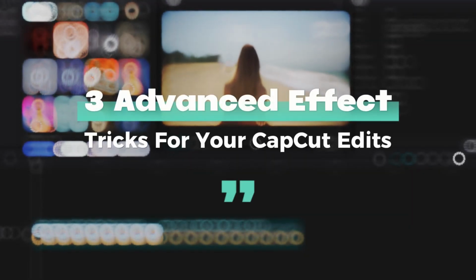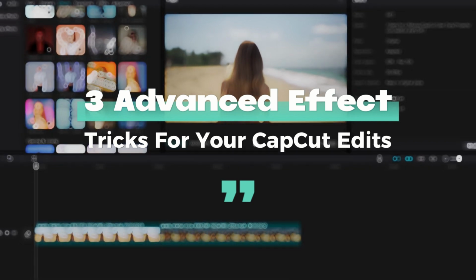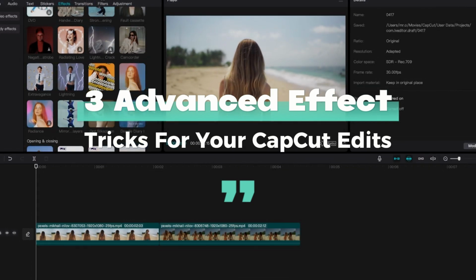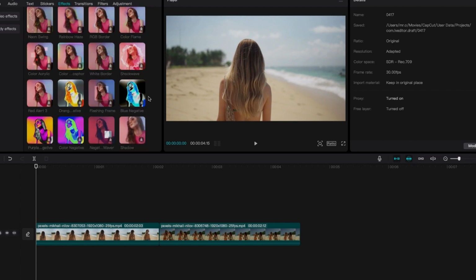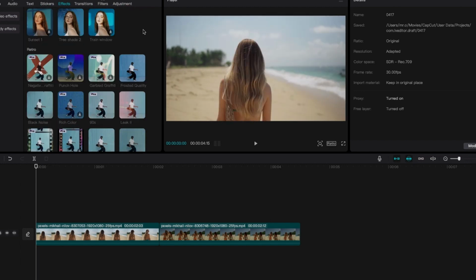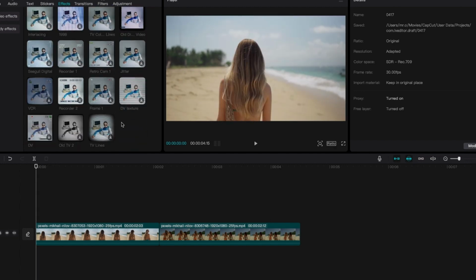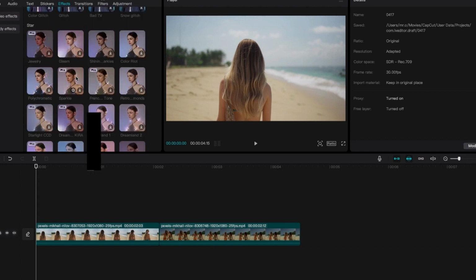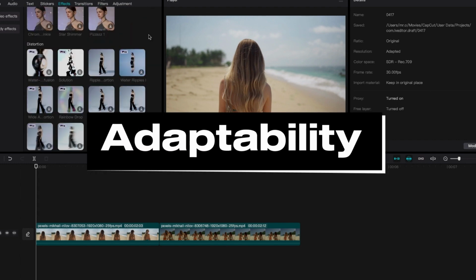Here are the 3 advanced effects techniques that you should know when using CapCut. Now, I want you to keep this in mind. This is extremely important. You need to have the mindset of limited software and adaptability.